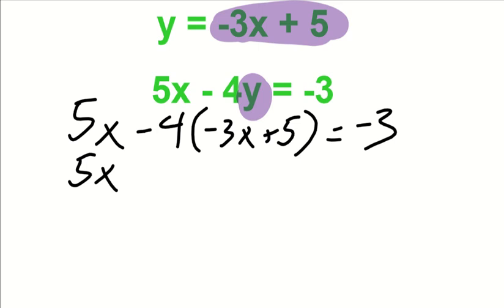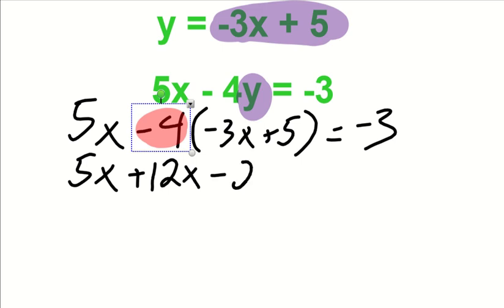Negative 4. The sign in front is important, okay? So if we got a minus in front of that number, we got to make sure we're distributing that minus as well, okay? So I've got 4 times 3, that's 12. It's a minus times a minus, a negative times a negative, so that makes it a plus 12x, okay? Then I got 4 times 5, that's 20, but it's a minus times a plus, so that's a minus 20, and that equals negative 3.